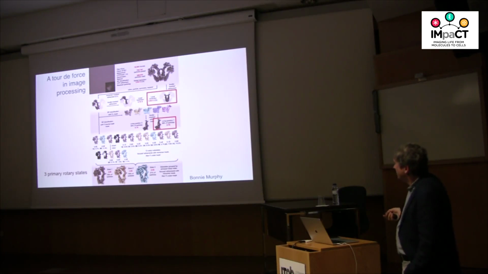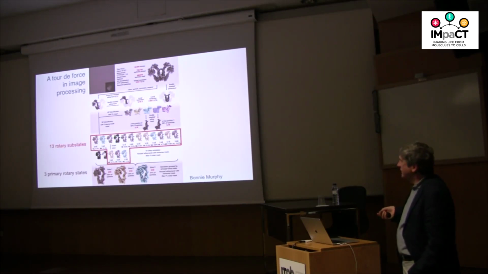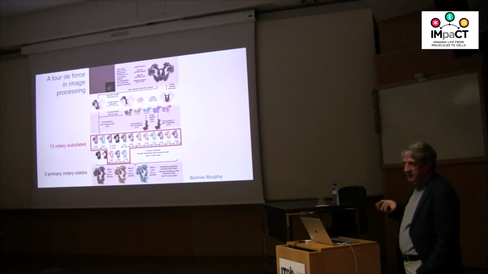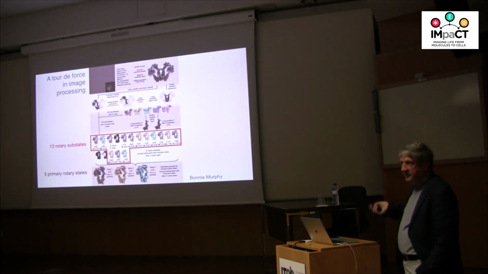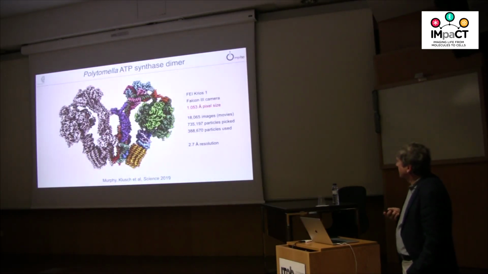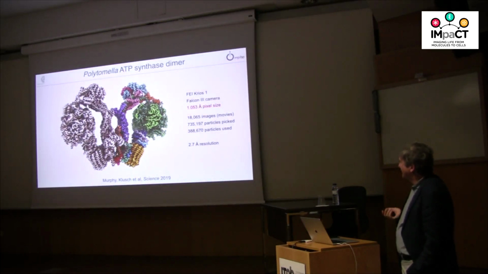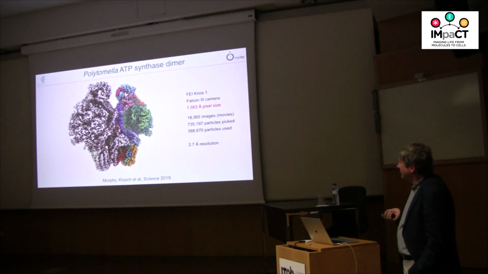And the most amazing thing is that she has classified this into 13 different substates. So in chloroplasts I showed you 3, now we have 13, and not all at top resolution, but pretty good, between 2.9 and 3 point something, so easily good enough to fit the polypeptide chain. This is the map.